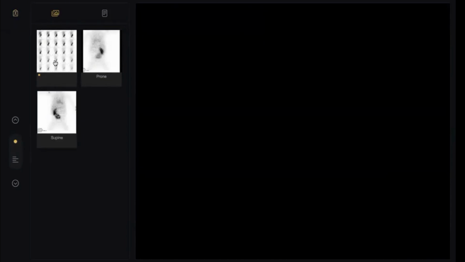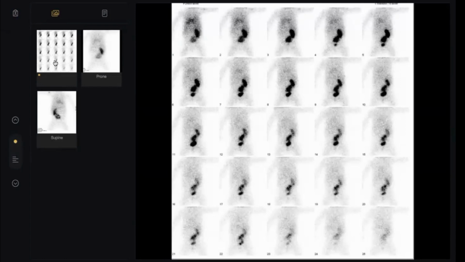This is a child with abdominal pain. Look here. Next candidate, are you ready?